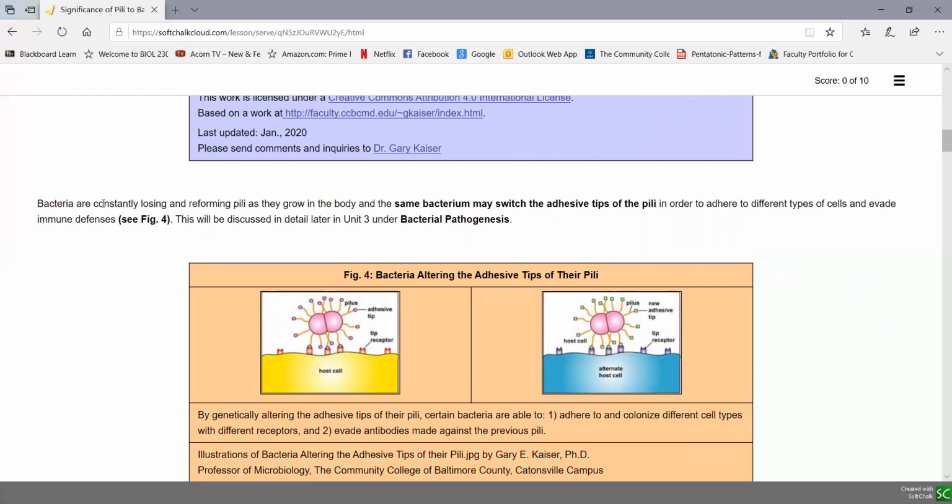And bacteria are constantly losing and reforming pili, polymerizing them and depolymerizing them. And the same bacterium can actually switch the adhesive tips of the pili. There are often multiple alleles in the bacterial genome for both adhesive tips of pili and for cell wall adhesins. And that allows the bacterium, by being able to make different adhesive tips, to adhere to different types of cells and evade immune defenses, which we'll talk about a little bit more when we get to bacterial pathogenesis.